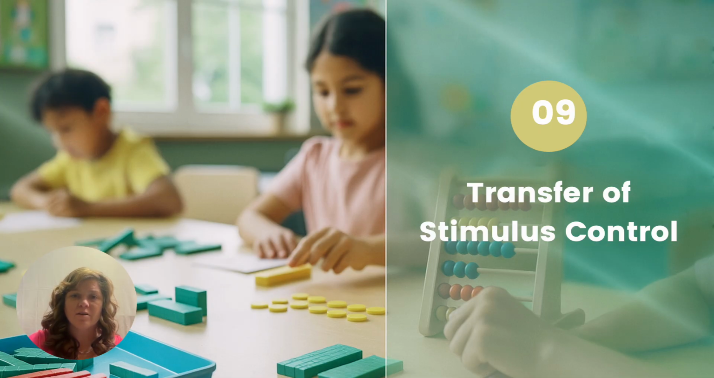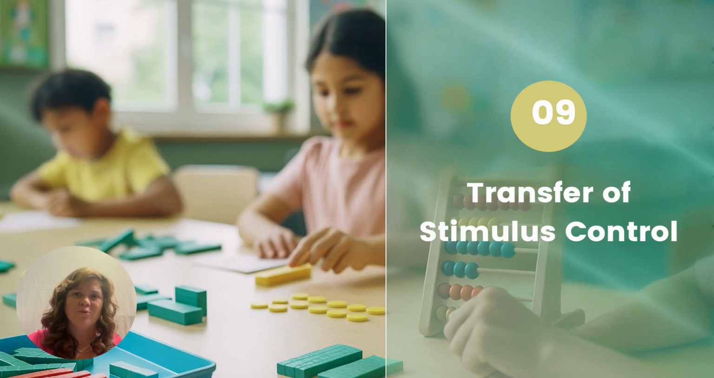As RBTs, your role is critical here. You're the one delivering prompts, watching for prompt dependence, fading prompts at the right time, giving opportunities for independence. And one important reminder here, don't fade too fast, but don't stay too long either. There's a balance. If we fade too quickly, the learner may start making errors. If we fade too slowly, they become prompt dependent. So we're always watching. Are they ready for less help? Are they starting to anticipate the prompt? Can I give them a chance to try on their own? That decision-making is where your clinical skills really develop.